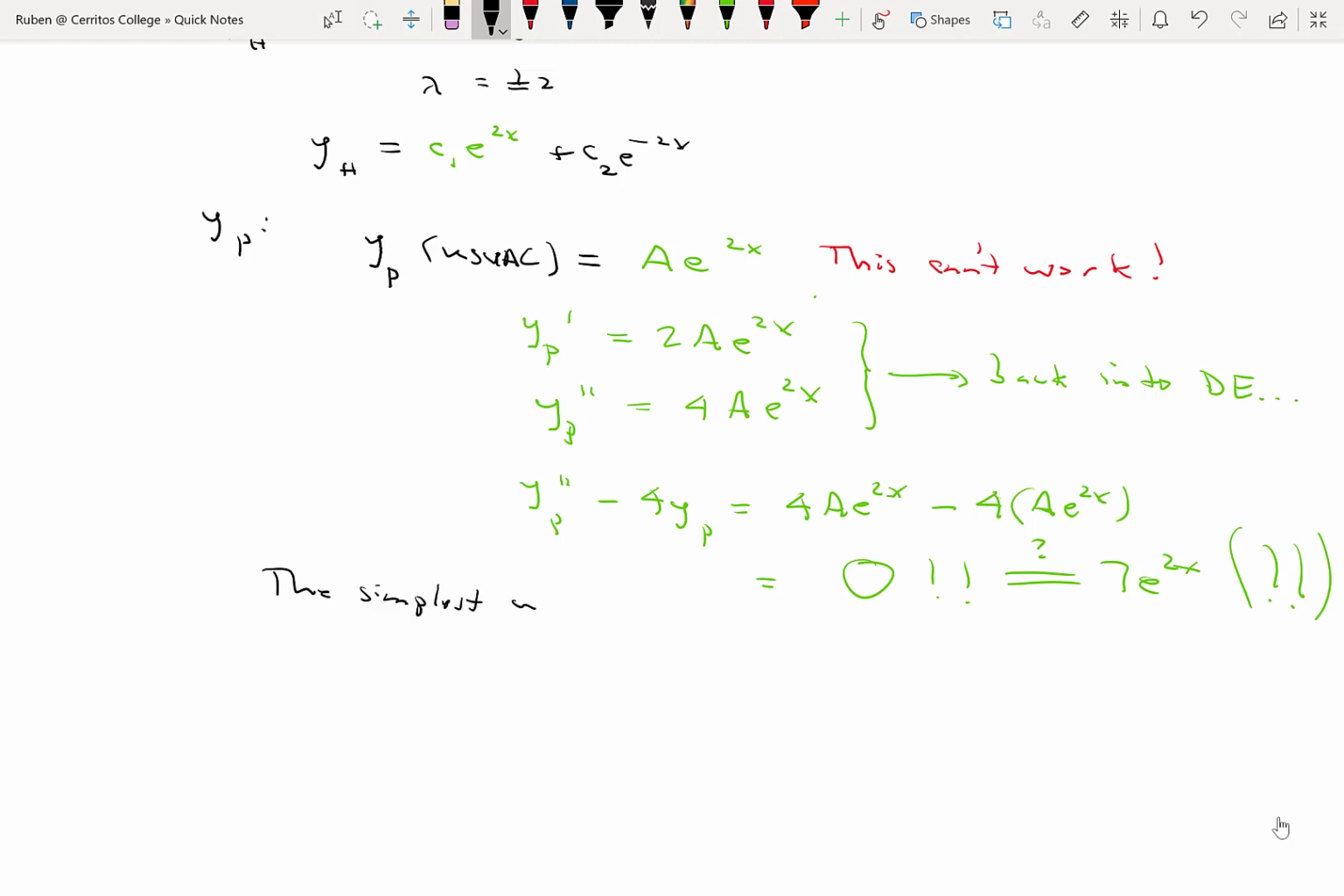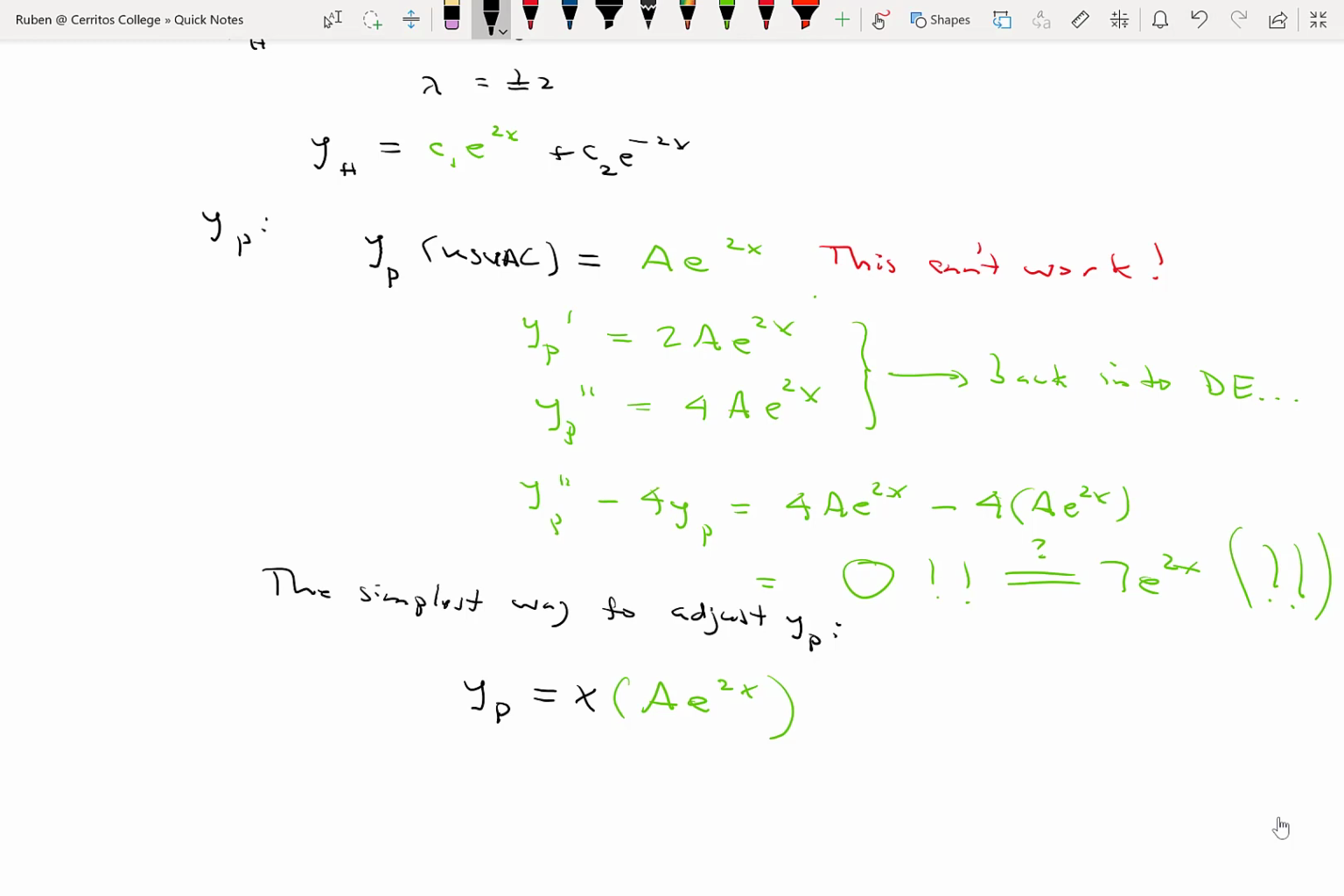The simplest way to adjust y sub p is to simply take y sub p, as I found above, and multiply it by x. Now, when we substitute this adjusted version of y sub p into our differential equation, since no part of it is any part of y sub h, we can exactly solve for the missing constant a.